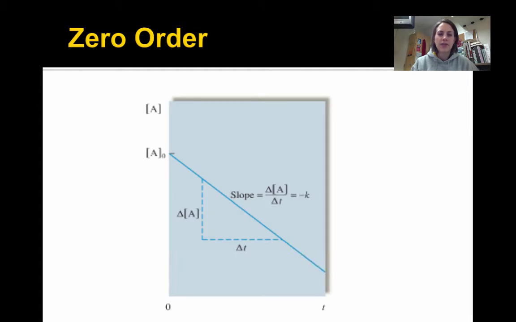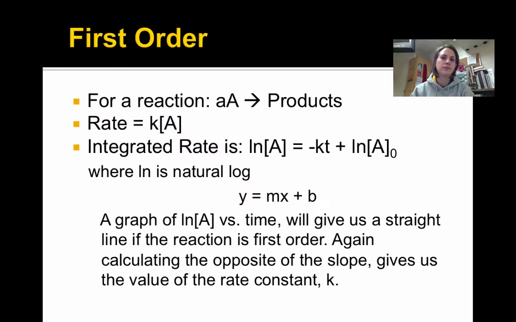So let's look at a graph. I see I have a straight line, and on the y-axis is my concentration of A. On my x-axis is the time, and it's sloping downward. So I have a negative slope, and I take the concentration of A divided by time. I can see that the concentration of A is decreasing as time goes on, and when I divide those two, I get negative k. It's a negative value because it's a negative slope, and then the value of that slope is equal to the rate constant.